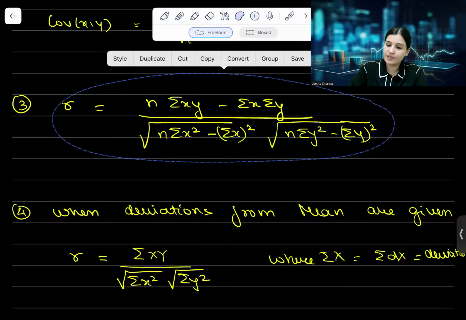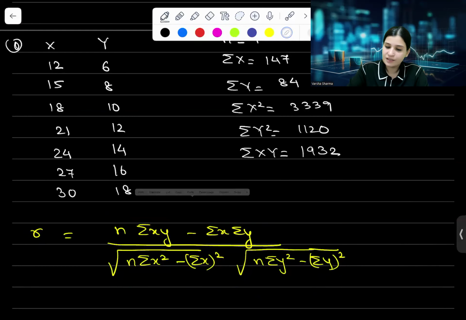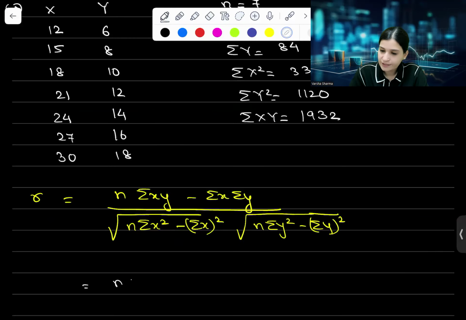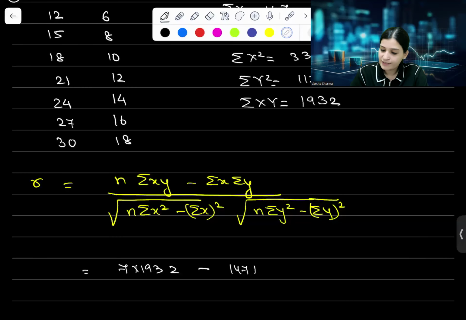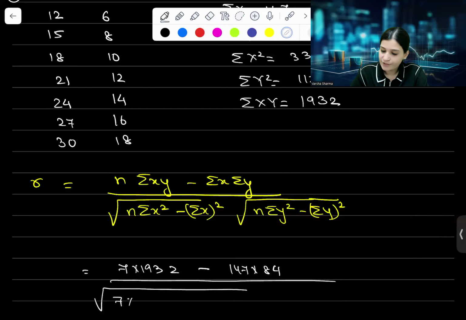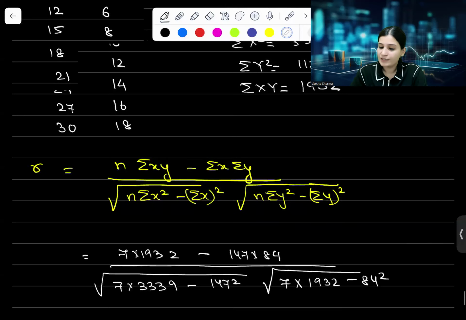Now we'll apply both the methods. First, let's apply this formula. Put all the values here. Here you have to use pen, you can't do it directly. N is 7. 7 into 1932 minus summation x summation y, 147 into 84, over root of 7 into 3339 minus 147 square, and 7 into 1932 minus 84 square.